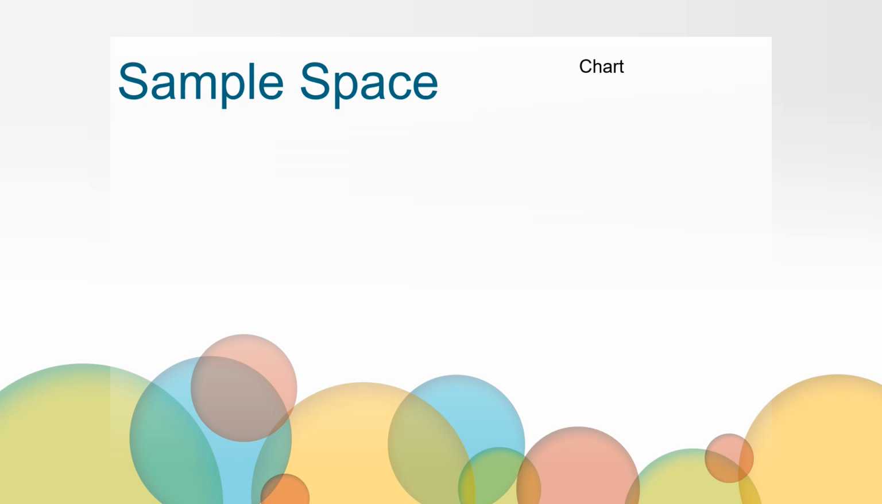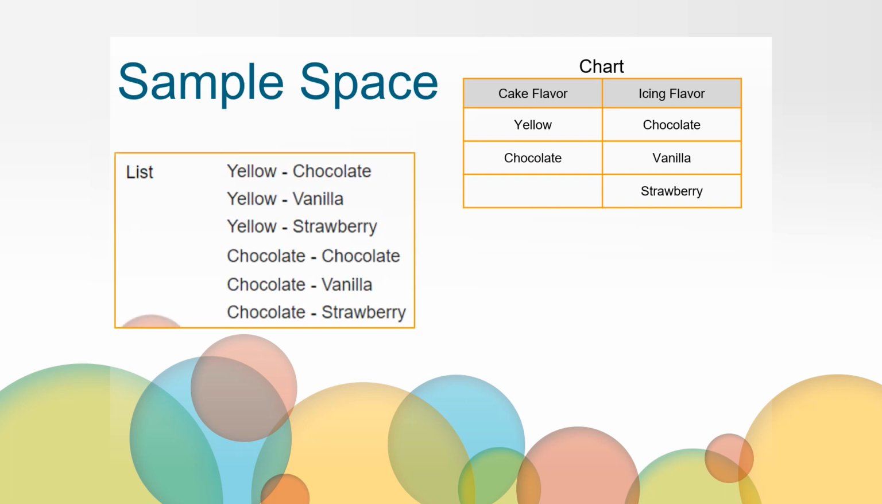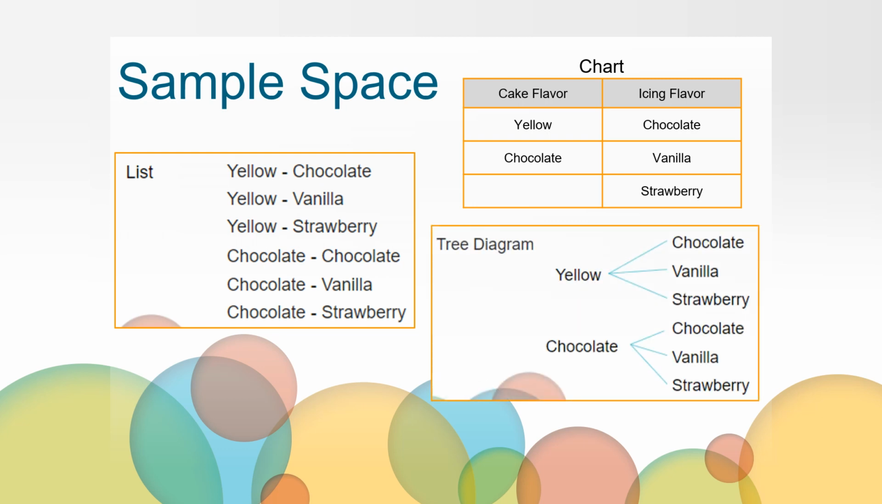We've also learned how to create the sample space for different events. In this example, we had a chart that showed the different cake flavors and icing flavors that Helen could select to make a cake. We created a list that showed all the possible combinations as well as a tree diagram. We can count how many total possible cake combinations Helen could create by counting each combination in our list or by following each branch or line on our tree diagram. In this case, Helen has 6 possible combinations she could make.